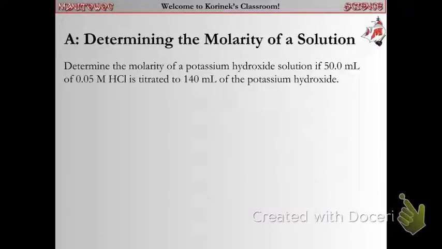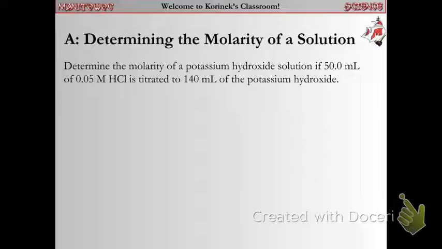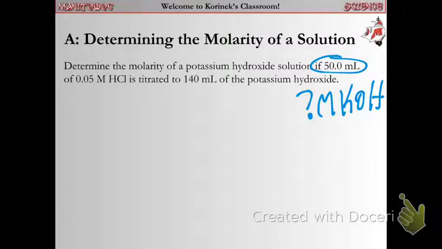So again, we want to determine the molarity. Our end game unit is going to be capital M, the molarity of potassium hydroxide. I suppose I should put that in blue because my base has been in blue. So capital M KOH. All right, so how do we get there? Let's start out with the total volume of the HCl that we began with. It's going to be that number right there.